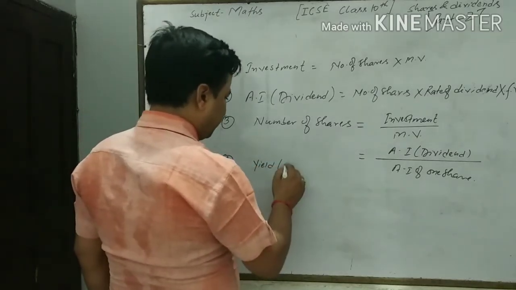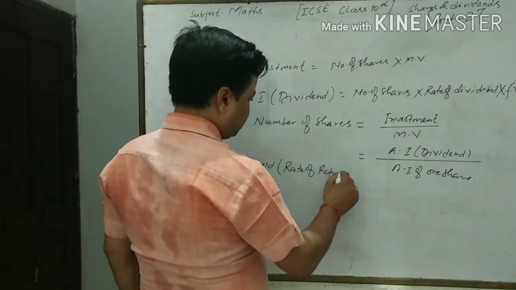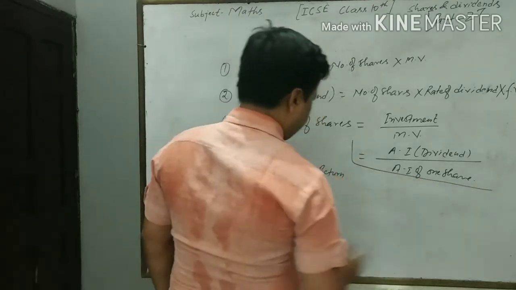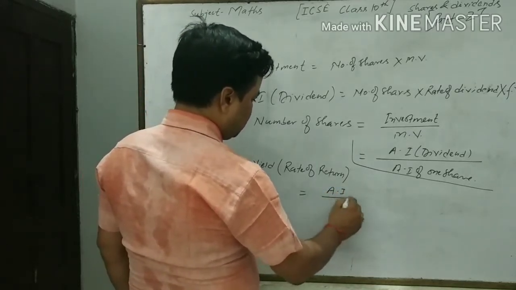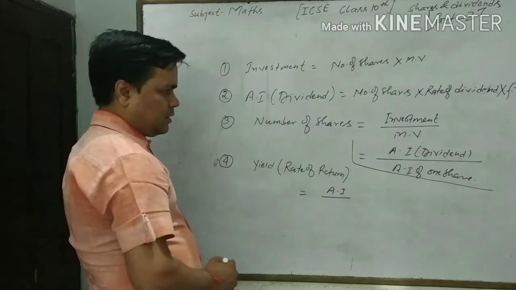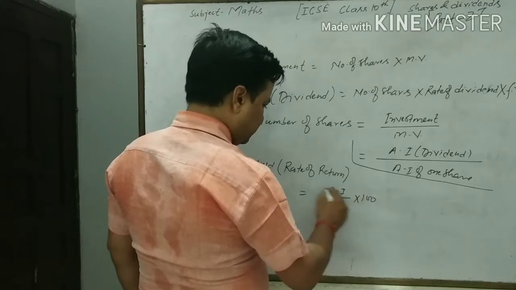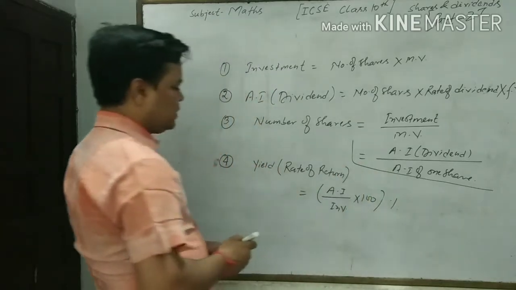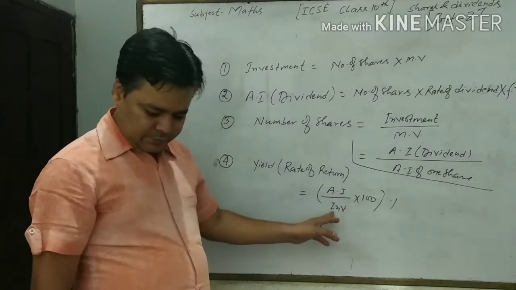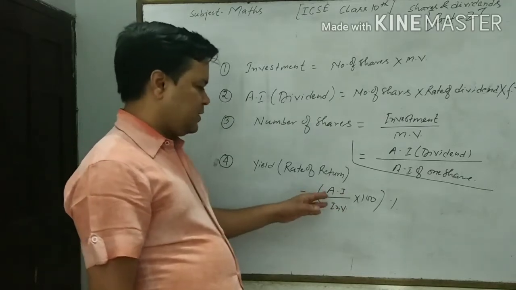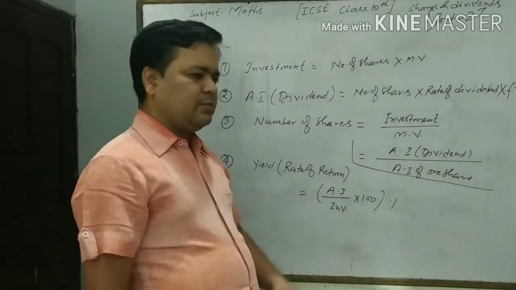After that, the fourth formula is yield, and it is also known as rate of return. This is how we get it: annual income upon investment into 100%. This is yield percent or rate of return. Annual income upon investment. Annual income is at some time also known as total income. Okay. So annual income upon investment into 100%.